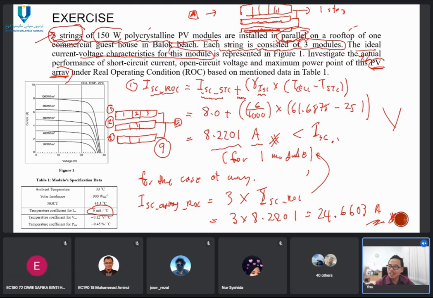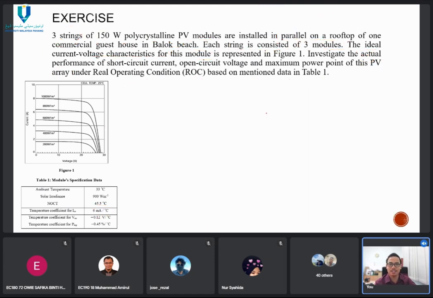Oh, Syuhada meninggalkan meeting. Okay, so we proceed lah. Kita proceed to the next part. Okay, next is to find the open circuit voltage. So open circuit voltage is the ISC module ROC. Okay, ISC module ROC.